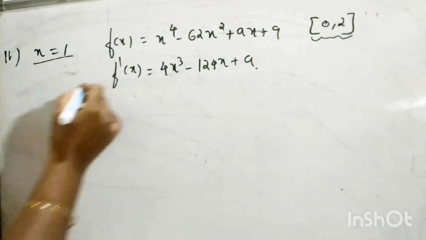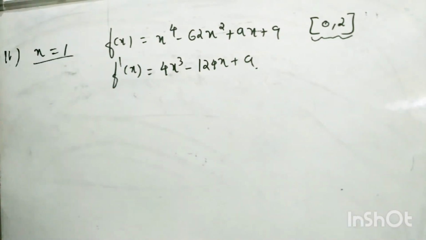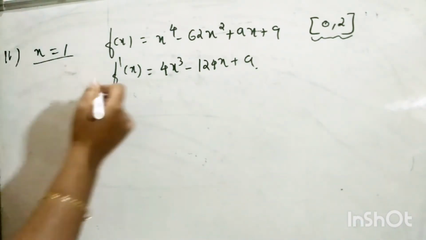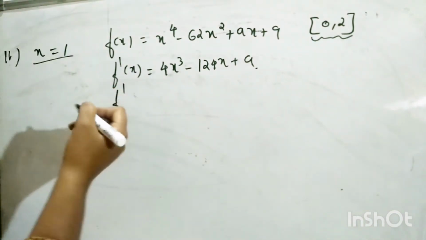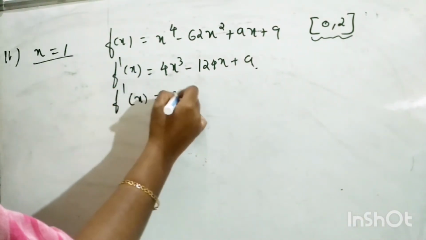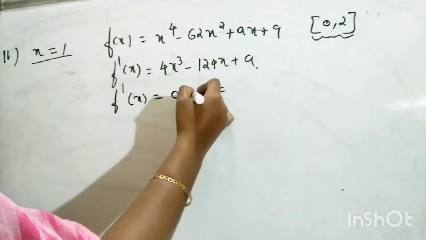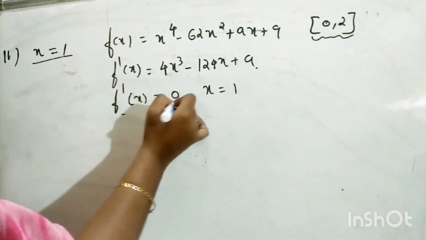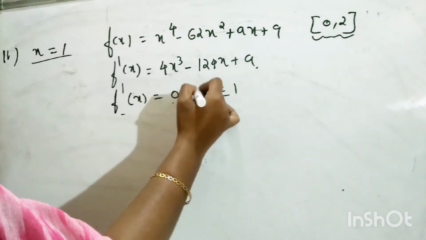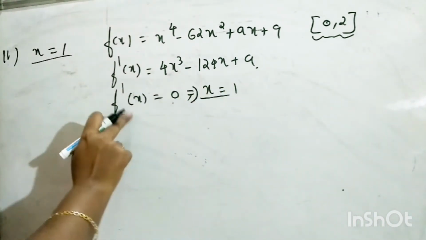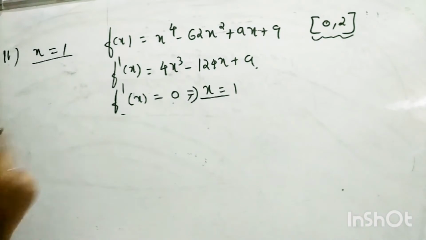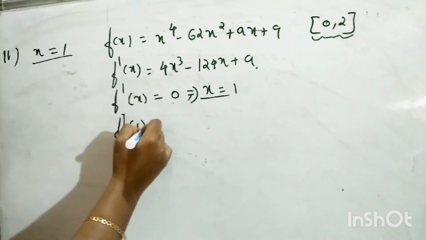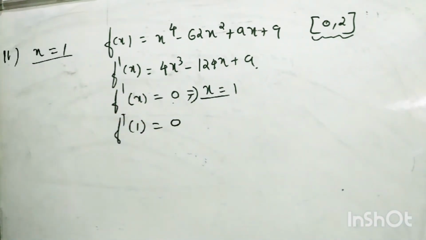What is our critical point? How will we get it? We will equate f dash of x is equal to 0 and find out the value of x, that we got as x is equal to 1 here. Since x is equal to 1 is the critical point, this value should satisfy f dash of x is equal to 0. That means f dash of 1 should be equal to 0.